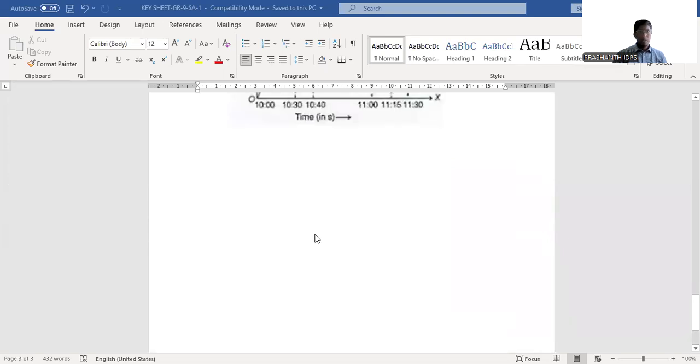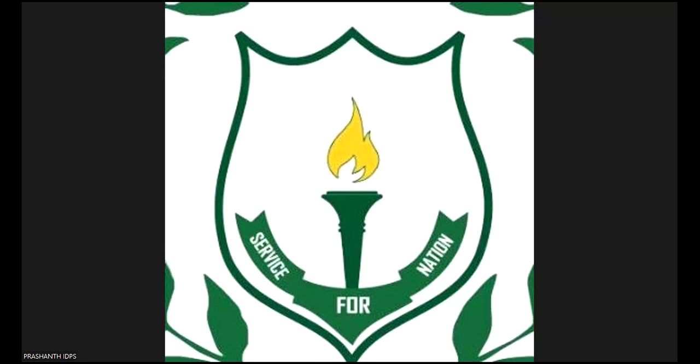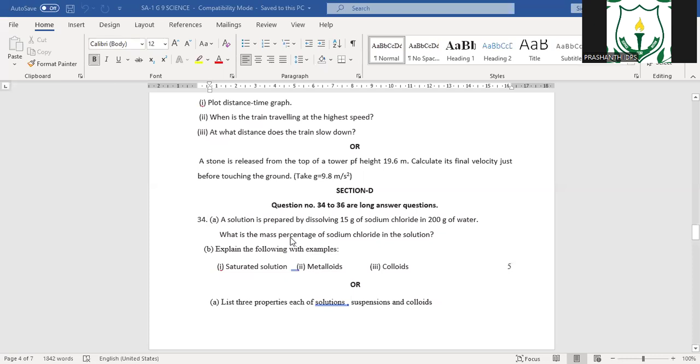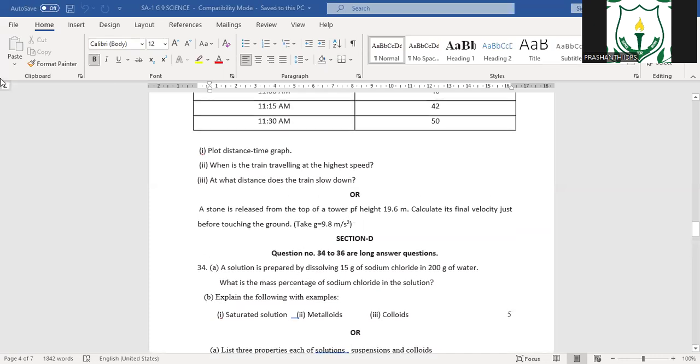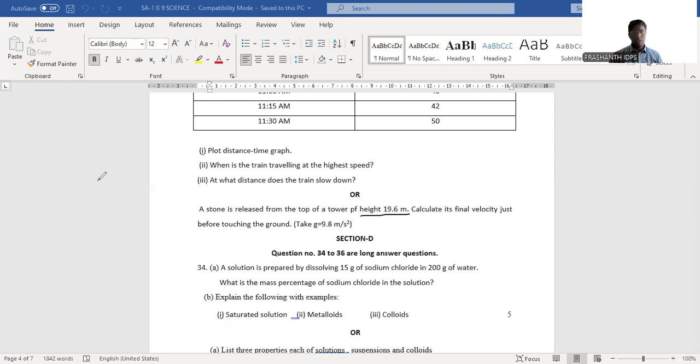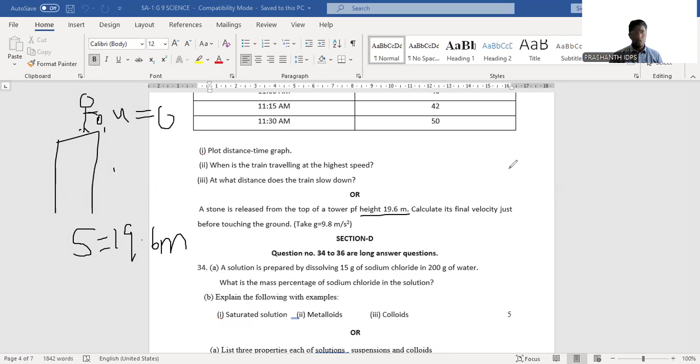Okay, fine. Let us go to the next question. A stone is released from the top of a tower of height 19.6 meters. Imagine there is a tower and a person standing over here releasing the stone. So S is equal to 19.6 meters. And the stone is released, so initially it is in his hand, so u is equal to 0. Calculate its final velocity just before touching the ground.